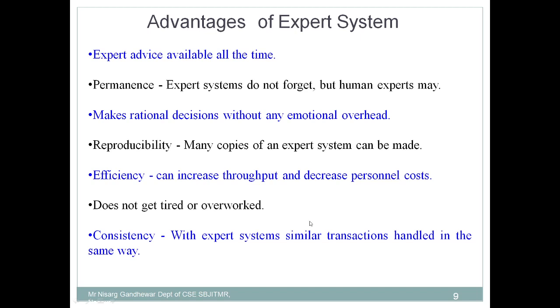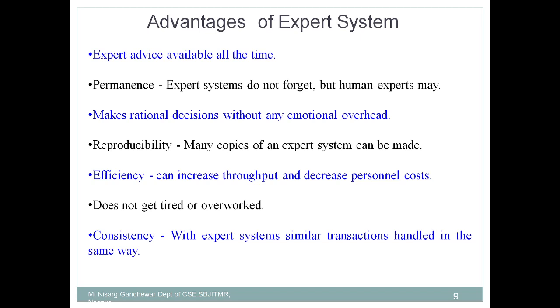The next one is efficiency: it increases the throughput and decreases the personnel cost. That is important. It does not get tired. This is a very important thing. A doctor is a human being, so after doing the job the doctor gets tired. If the doctor is working continuously for 48 hours, the efficiency may get reduced, but this is not the case with a machine. It's a computer, so it can work continuously without any tiredness.